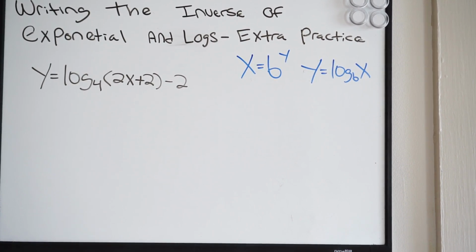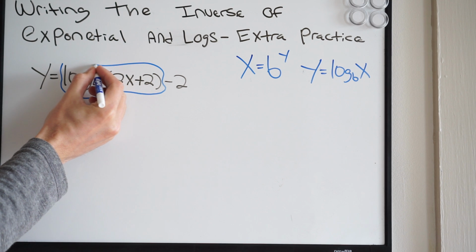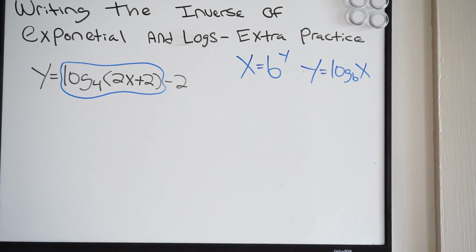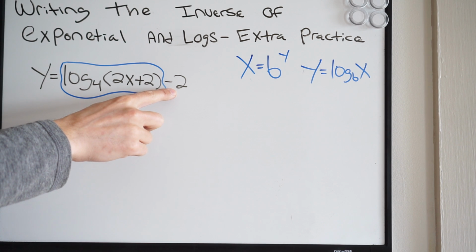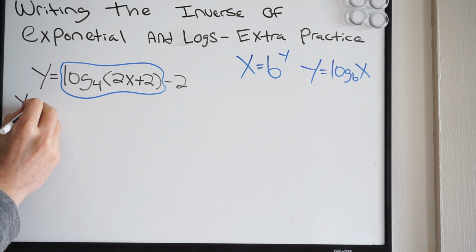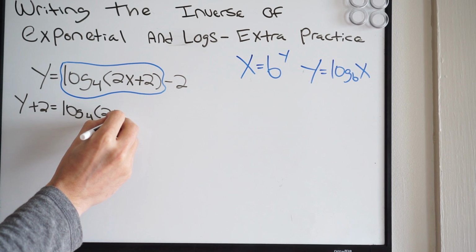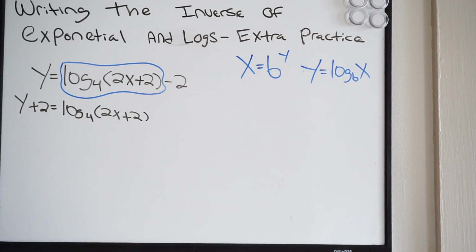We know it's going to be an exponential. Just like when we did the inverse of an exponential, we isolated the exponential when we were dealing with multi-step. This is going to be a multi-step as well. But instead of isolating the exponential, since we're going in reverse, we want to isolate the log. So we're going to isolate this whole part right here. In order to do that, I have to add 2 on both sides. So I have y plus 2 equals log base 4 of 2x plus 2.